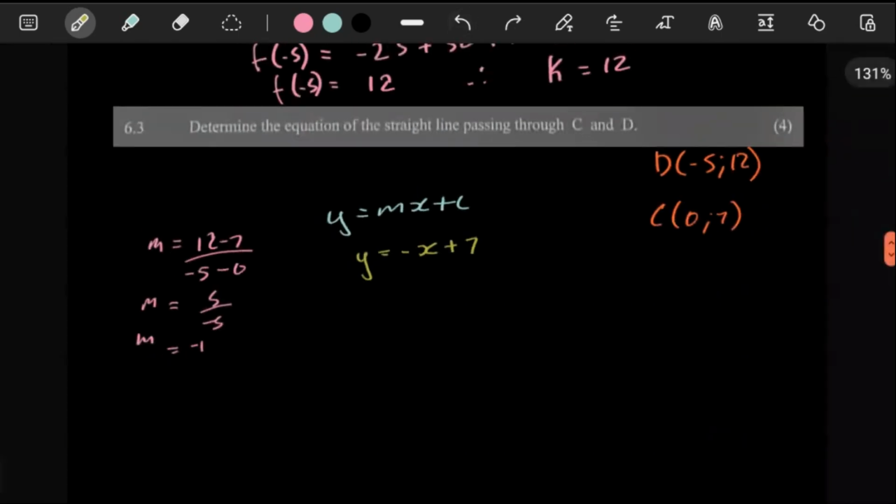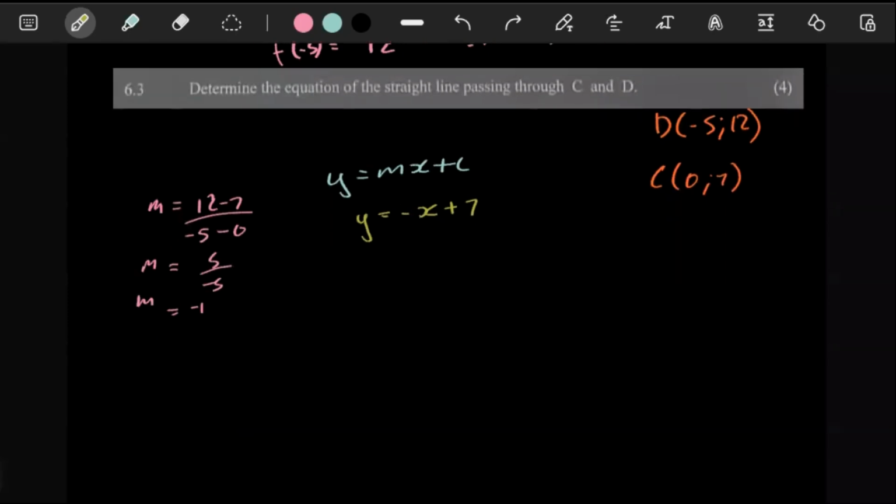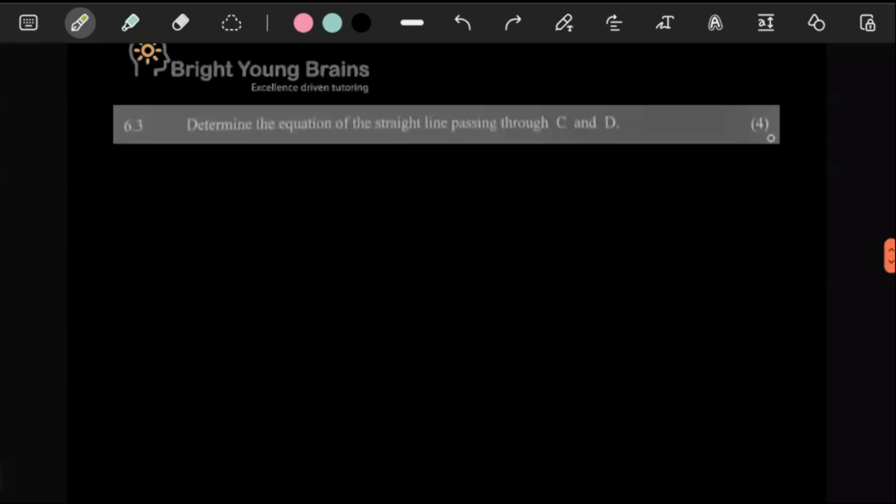4 good marks. Would you look at that? 4 good marks. And this is one of those questions where you wonder where the 4 marks are even going to come from, because we just got the gradient. So maybe 2 marks for the gradient, another mark for the y-intercept and another mark for finishing it. Okay, very nice.